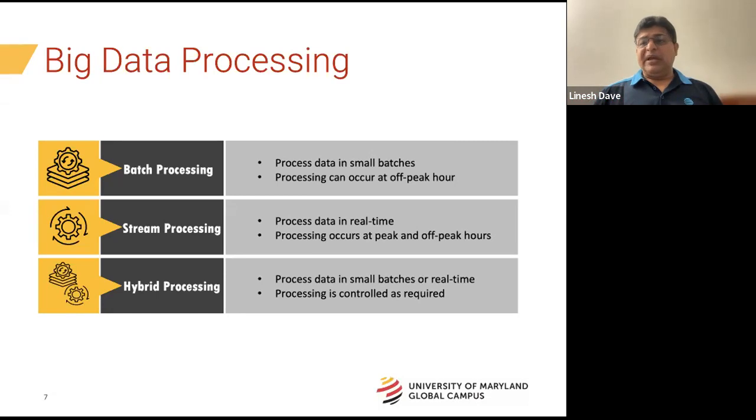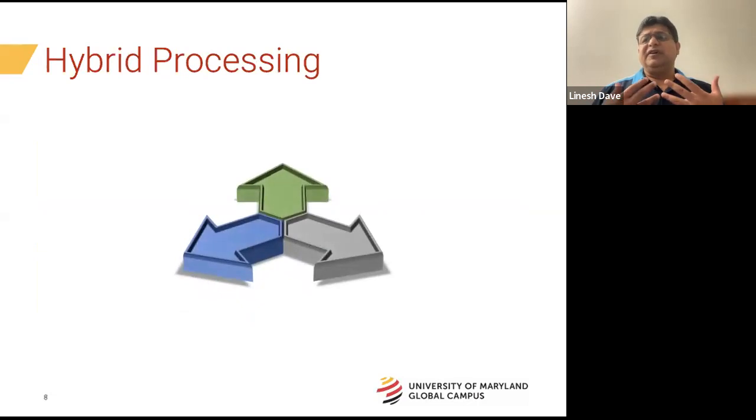But how do you achieve that? What kind of technologies are out there? There may be technologies that take care of batch processing, but may not do stream processing very well, or there may be technologies that are really good with stream processing or real-time processing, but not with batch processing. How do you then work with that? So that's why hybrid processing is all about coming up with different architectures.